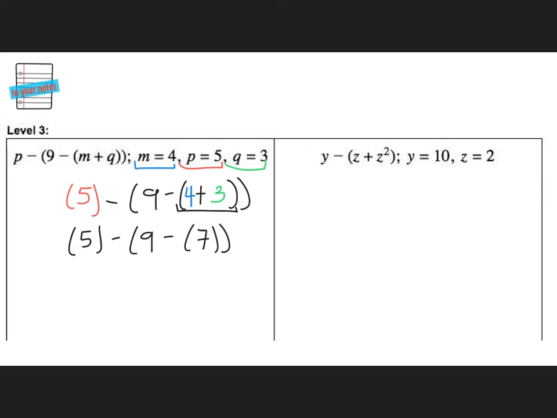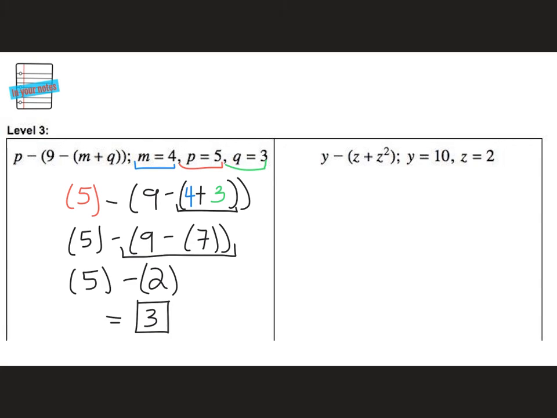Now I see a spot here. Let's continue to simplify inside. 9 minus 7 is 2. And now we're left with 5 take away 2, which is 3.